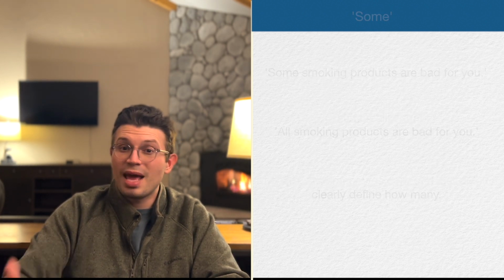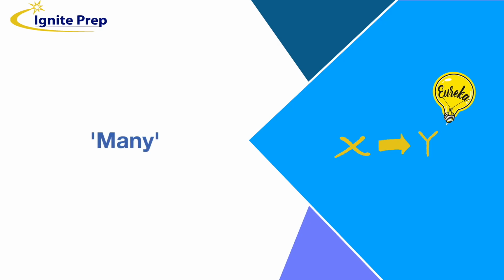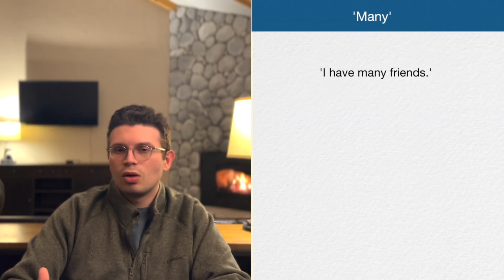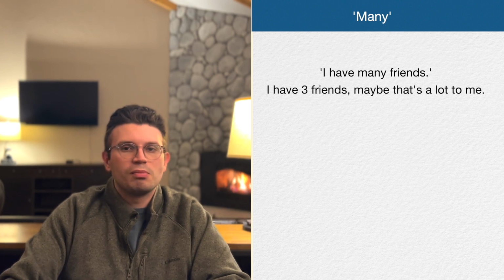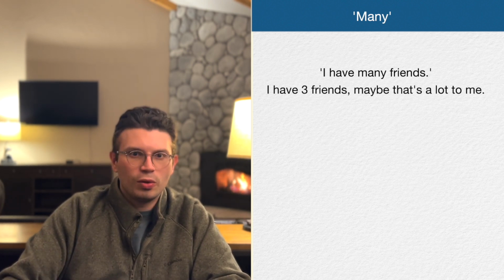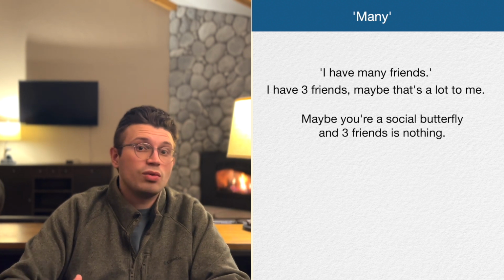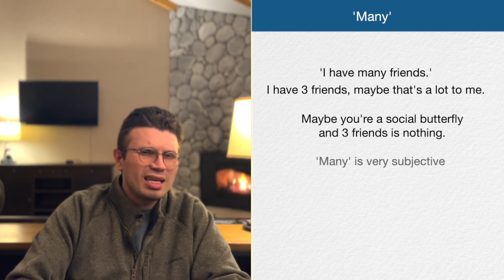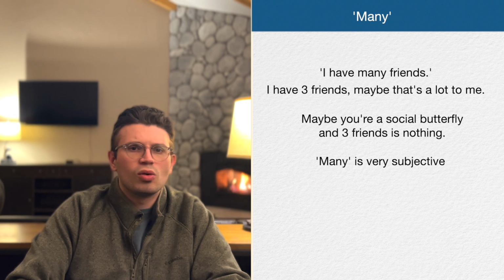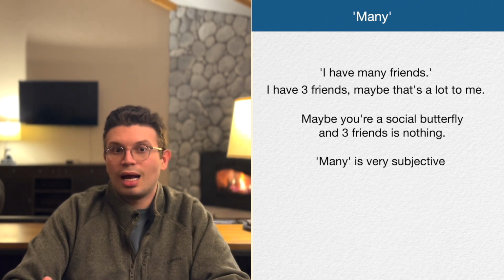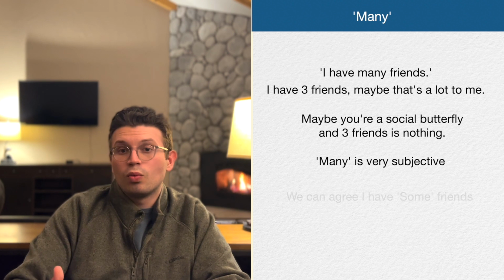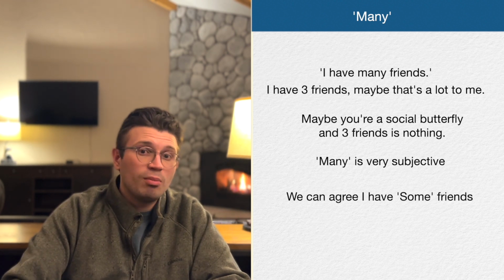Okay, for now, we're going to go on to many. So many is definitely something that the test writers like to screw with you on, because a lot of the times in day-to-day life, we think of many as meaning a lot of something, but it doesn't have to be. Like, I would ask you this, if I say I have many friends, what do I mean? Like, say I have 3 friends. Maybe to me that's a lot if I'm kind of like an asocial person, but maybe you're a social butterfly and to you 3 friends is nothing. So our many here is very subjective. So we're not going to agree in that scenario on whether or not I have many friends. But what we would agree on is that I have at least some friends.